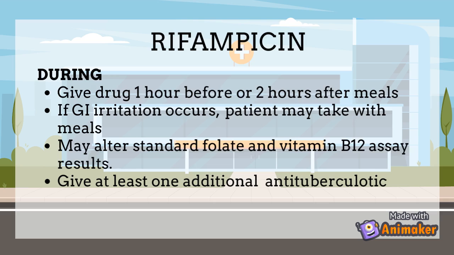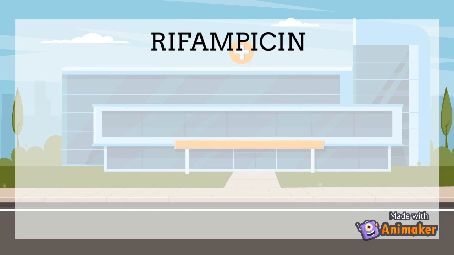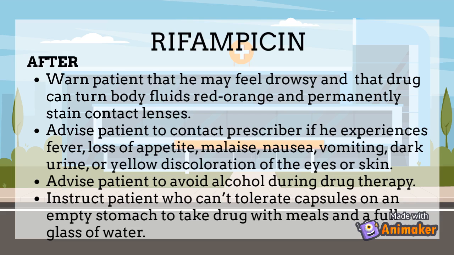During administration of the drug, the nurse must give the drug 1 hour before or 2 hours after meals for optimal absorption. If GI irritation occurs, the patient may take it with meals. The nurse must keep in mind that the drug may inhibit standard assays for folate and vitamin B12. Consider an alternative assay method. The nurse must give at least 1 additional antituberculotic to reduce the resistance to the drugs.